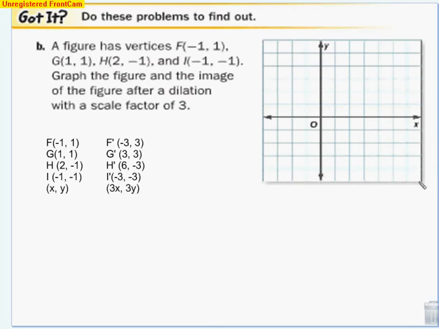Okay, now let's graph our original points. F was (-1, 1). G was (1, 1). H was (2, -1). And I was (-1, -1). And then I'm going to connect those points.